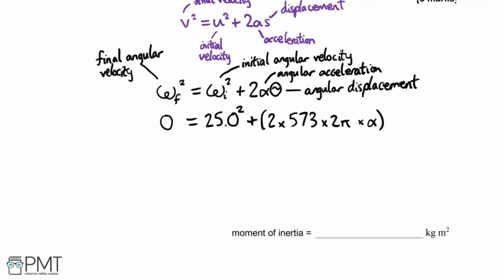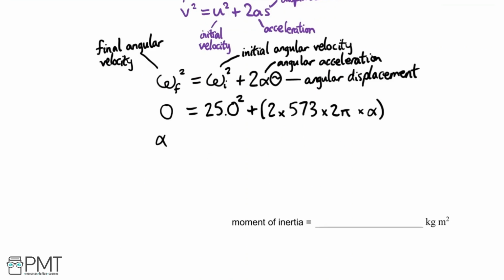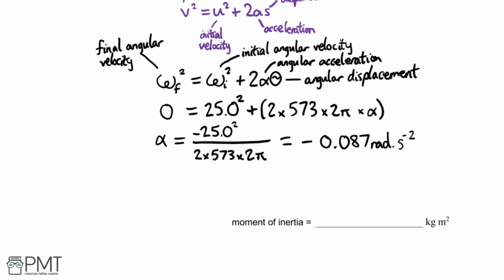So let's rearrange this equation to make alpha the subject. This will give us a negative value, but remember this wheel is slowing down. So we end up with minus 0.087 radians per second squared. Now our torque is going to be negative as well, because it's a decelerating torque. So our moment of inertia will be a positive number.